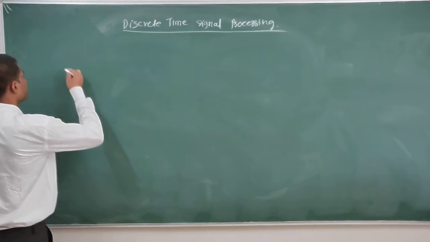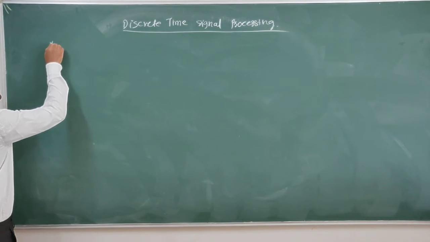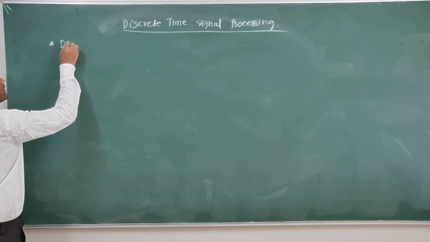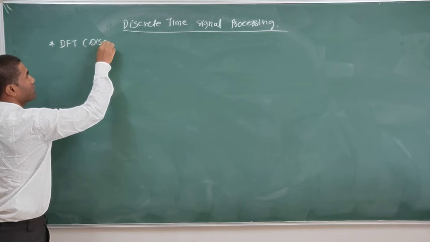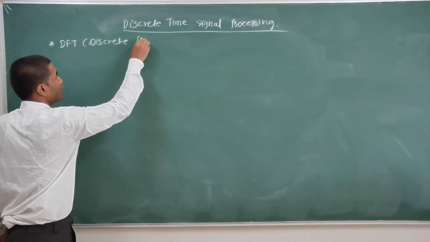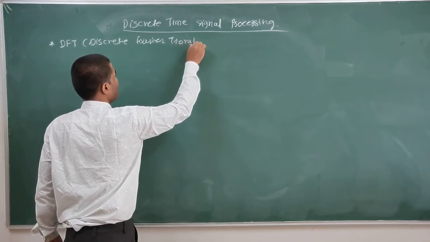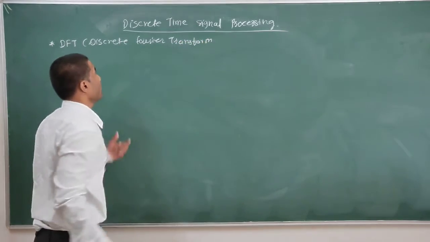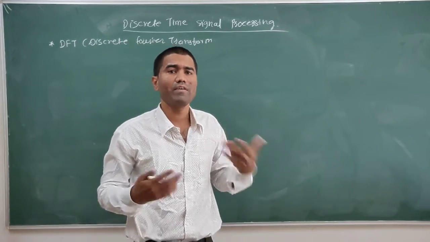So in discrete time signal processing, this is the subject we are going to see. We are seeing the DFT. This DFT is nothing but the discrete Fourier transform. So why are we learning the DFT? That is the first question.